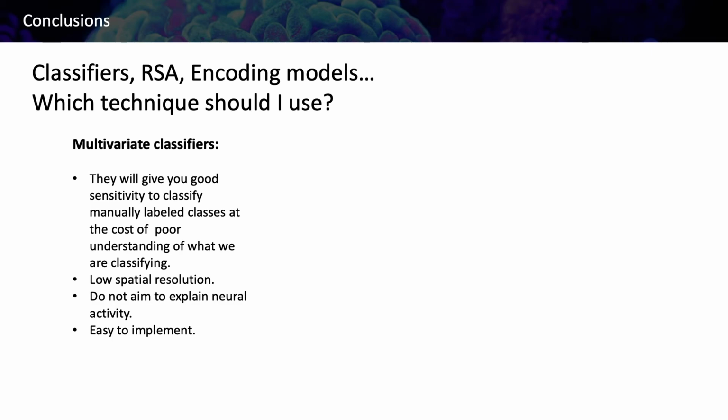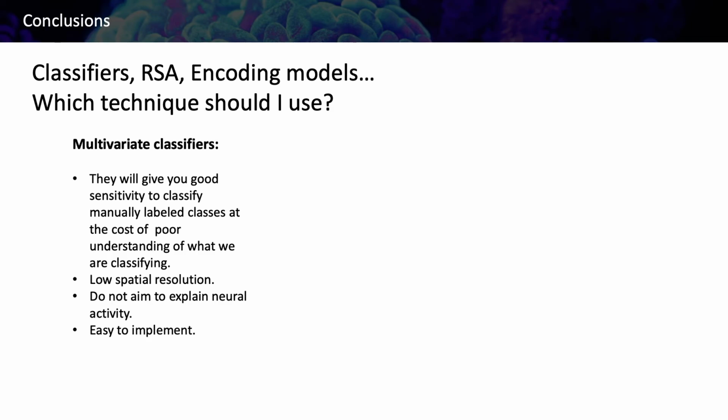What we can say is that they give you a good sensitivity to classify manually labeled classes, at the cost of poor understanding of what we are classifying. Then we have a low spatial resolution. The spatial resolution will depend on the number of voxels or electrodes that you are using on your searchlight, for example. It doesn't aim to explain neural activity. The only thing it tries is to separate neural activity and see if the patterns are different. And it has the advantage that it's quite easy to implement.